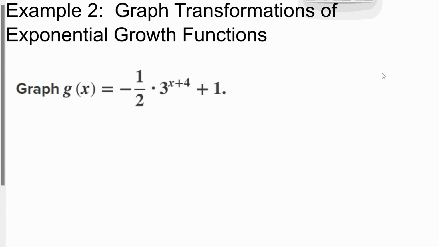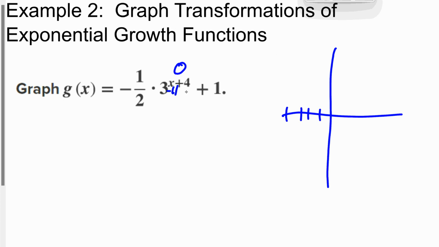Example 2, graphing transformations of exponential growth functions. Here we can put this in a calculator and see what happens, but I want to also describe what each kind of thing is doing, right? So we can put this in a calculator, see what's happening, or we can see a good exponent to have is 0. What makes that 0? A -4, right? So there's actually a move left 4. So that +4 right there is actually going to move it to the left.